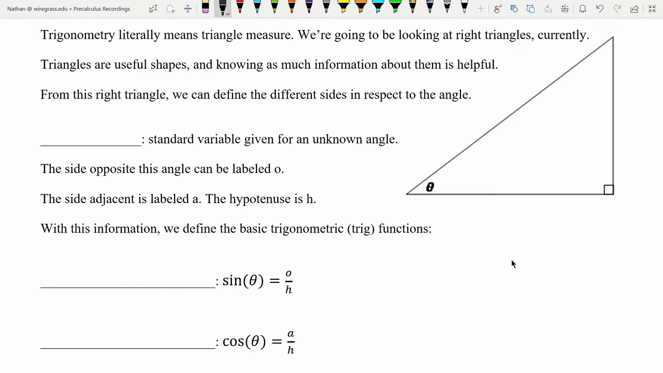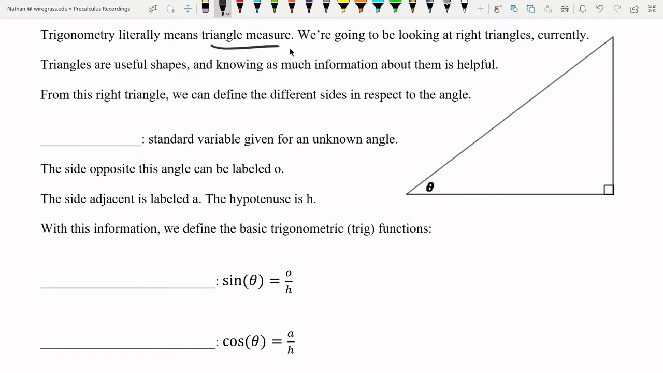Trigonometry literally means triangle measure. And we're going to be looking at right triangles for right now. Now, triangles are one of the most basic shapes you can have. You can't really have a shape with two sides, but three sides is when you get an interesting two-dimensional shape.